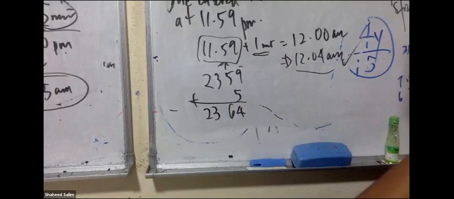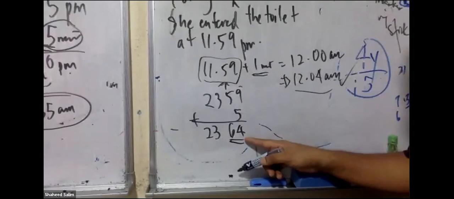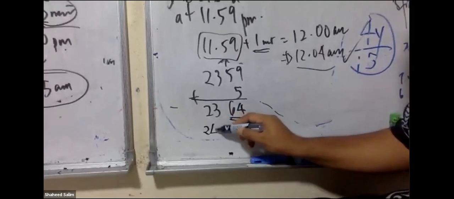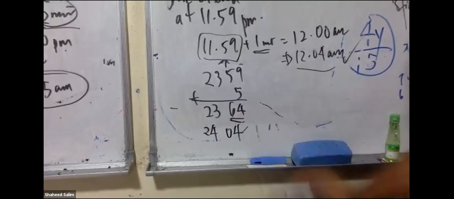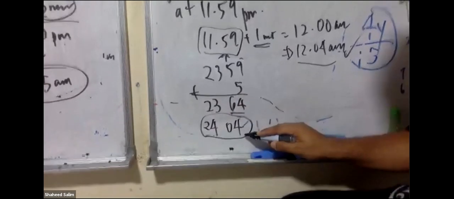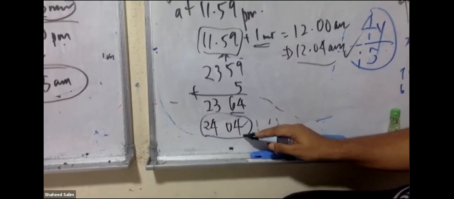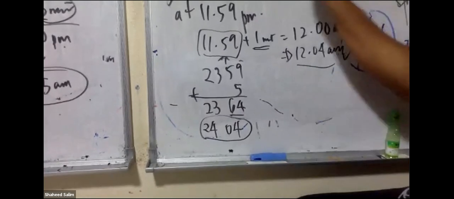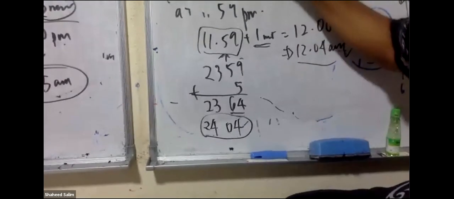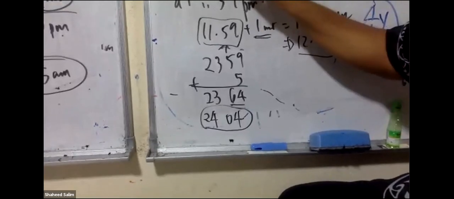23, 64. How come you got more than 60 minutes down here? You cannot. 60 minutes you must change to 1 hour. So you will minus 60, bring the 60 to here, it becomes 24 hours 04. But in one day, my friends, there's only 24 hours. How can you have more than 24 hours? So this means in order to find out the time, you have to minus the 24 hours. You minus the 24 hours, you will get 0004.